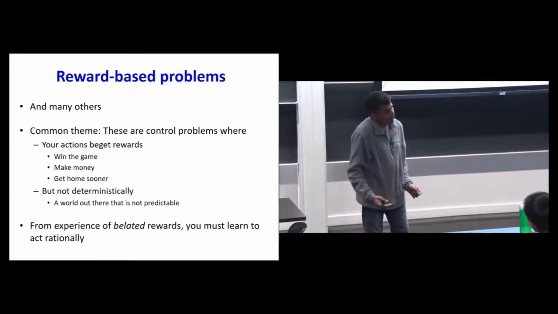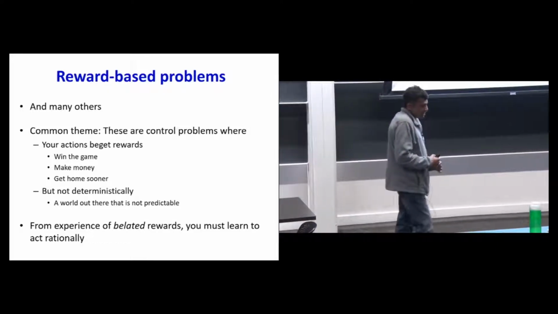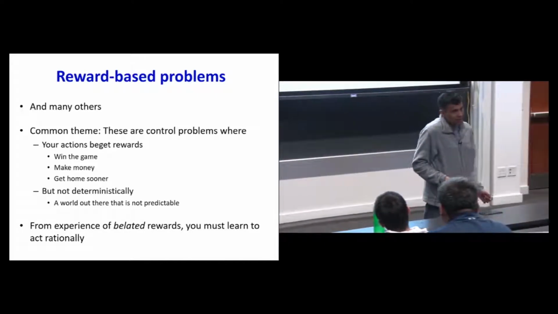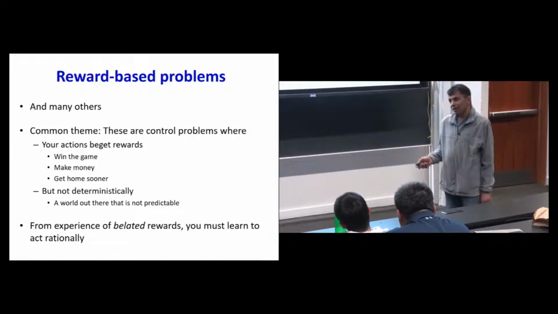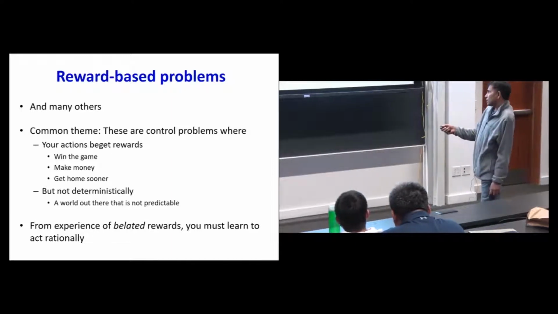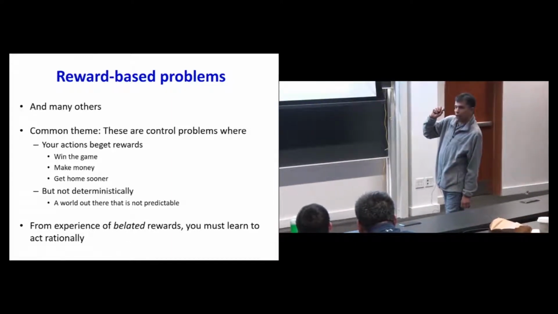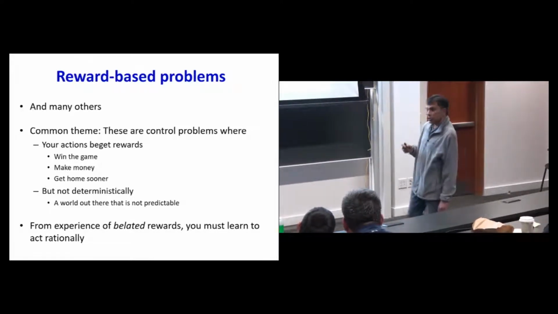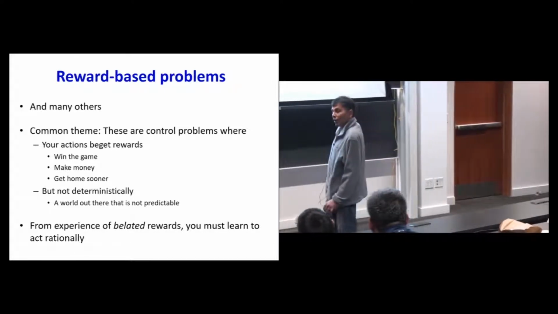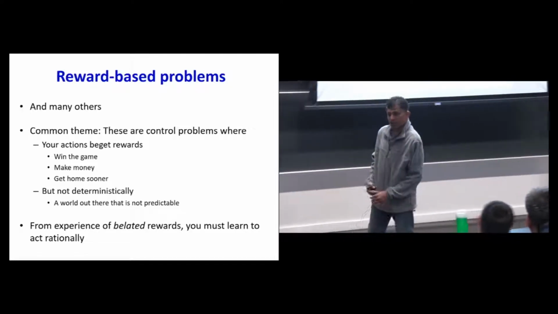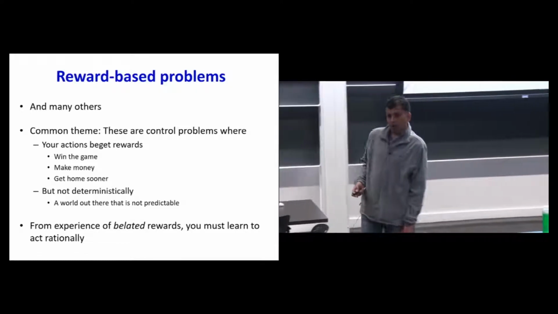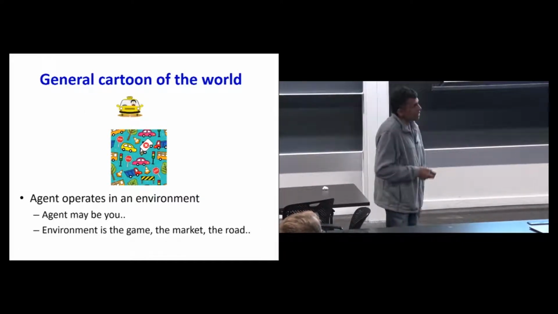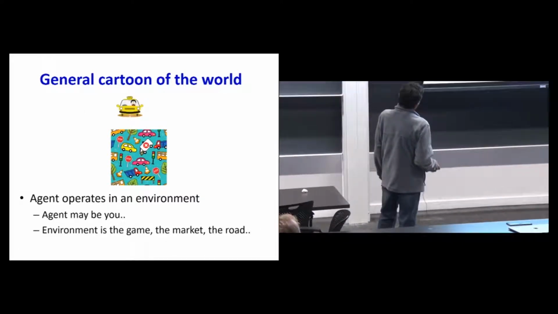So there's once again an environment whose behavior you cannot completely predict. And the worst part of it is that the rewards are belated. You will never know, or almost never know, immediately whether what you did was good or bad. And in the face of all of that, you must learn to act rationally and to take the best possible actions. So here's the general cartoon of how this particular world operates.